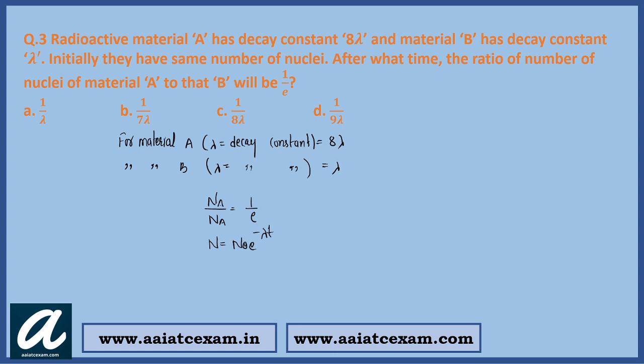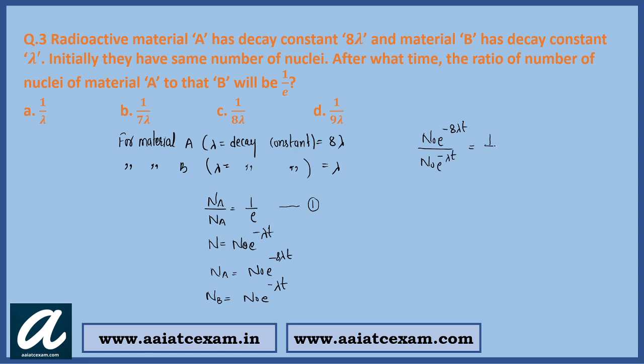So students, can I say that Na should be equal to N naught e raised to the power minus lambda, which is given as 8 lambda, into t, and for the second material Nb should be equal to N naught e raised to the power minus lambda t. Now students, just substituting these values in equation number 1. So what is Na by Nb? Na is N naught e raised to the power minus 8 lambda t by N naught e raised to the power minus lambda t.